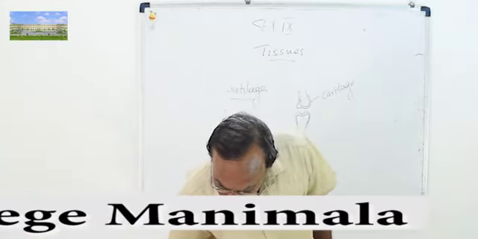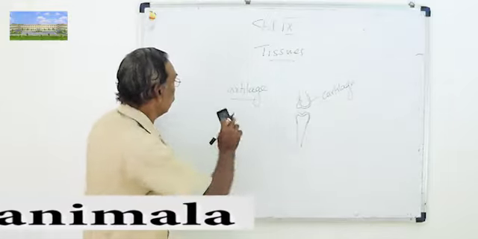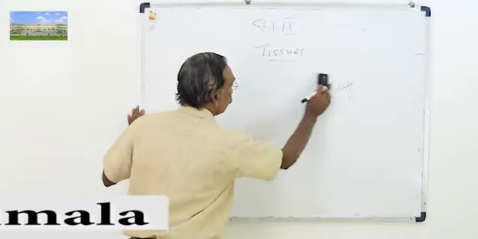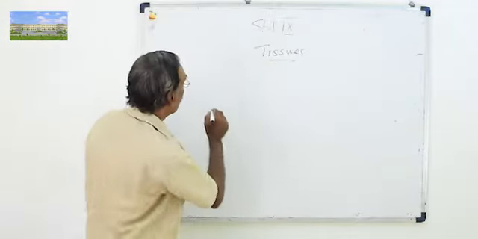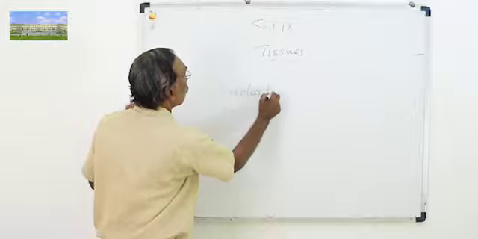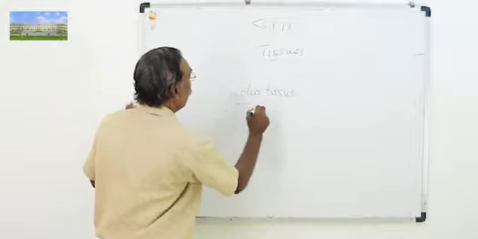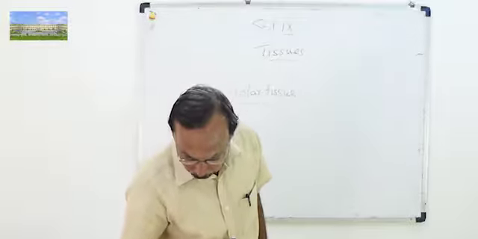Next is areolar tissue. These are all connective tissue. Areolar tissue, where do you find it? Areolar tissue is found between the skin and muscle.